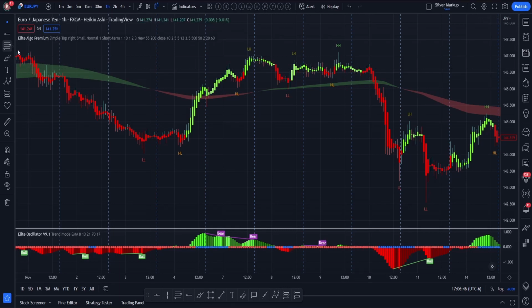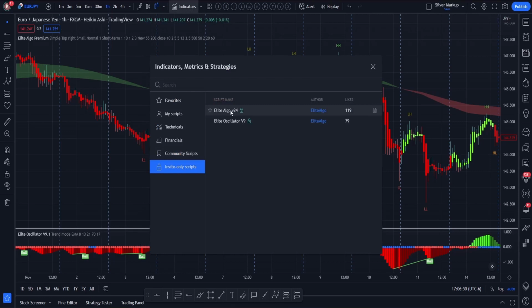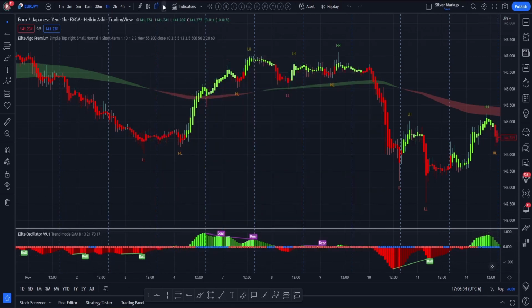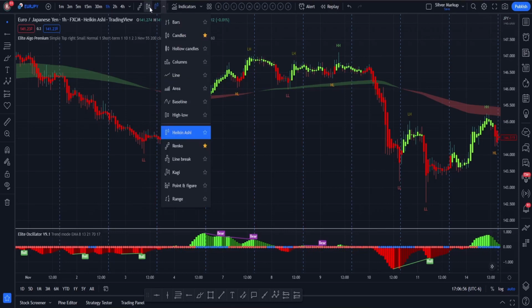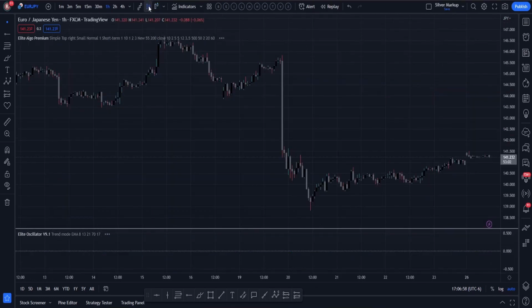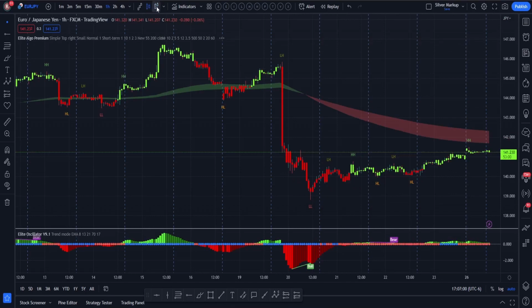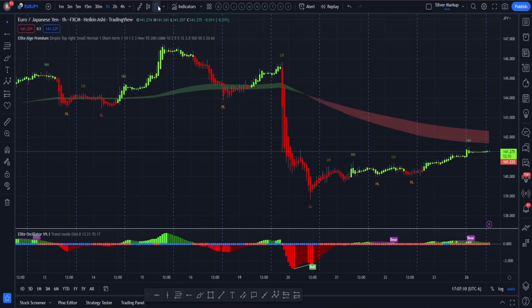So you have that. You're going to go in and put Elite Algo and Elite Algo Oscillator. That's what these two things are. The second thing you want to do is, normally most people have it on candlesticks with Elite Algo. But what you want to actually look for is, you want to change it to the Fibonacci candles. That's going to be this icon here.